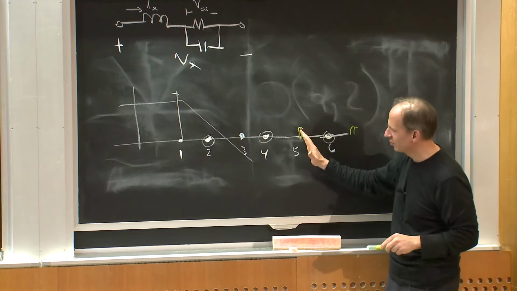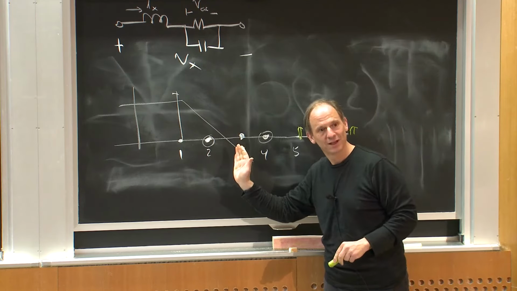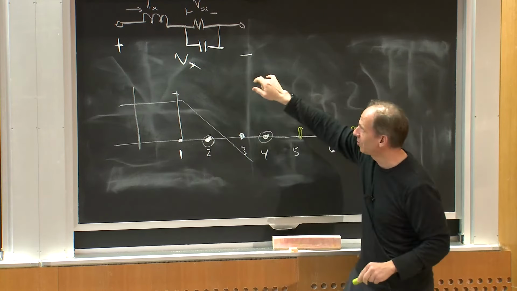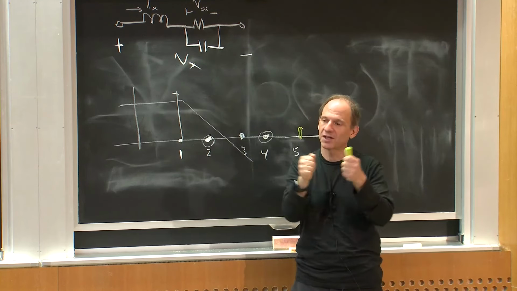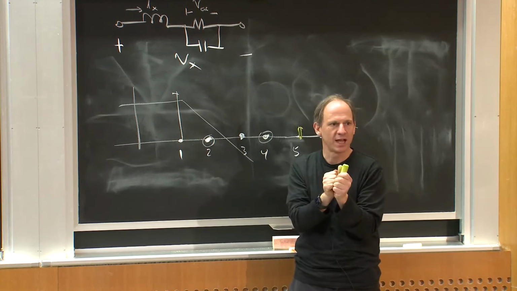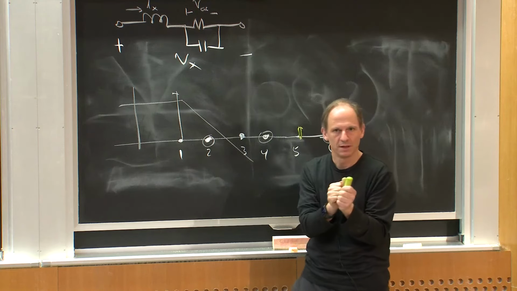And it's a heck of a lot easier to filter the fifth than it is the second or third. So I can get much cleaner output voltage waveforms even though I'm not switching very often, by being very clever in how I pick my switching angles. Any questions about that?